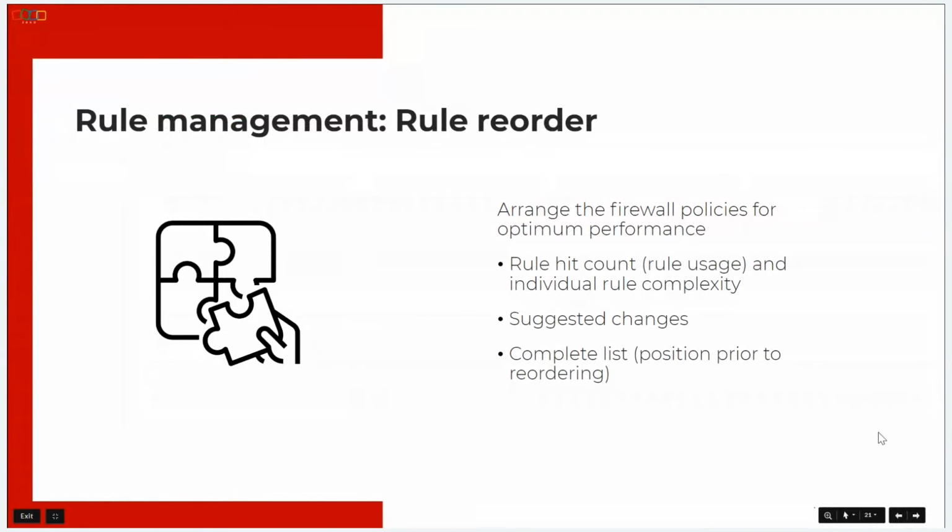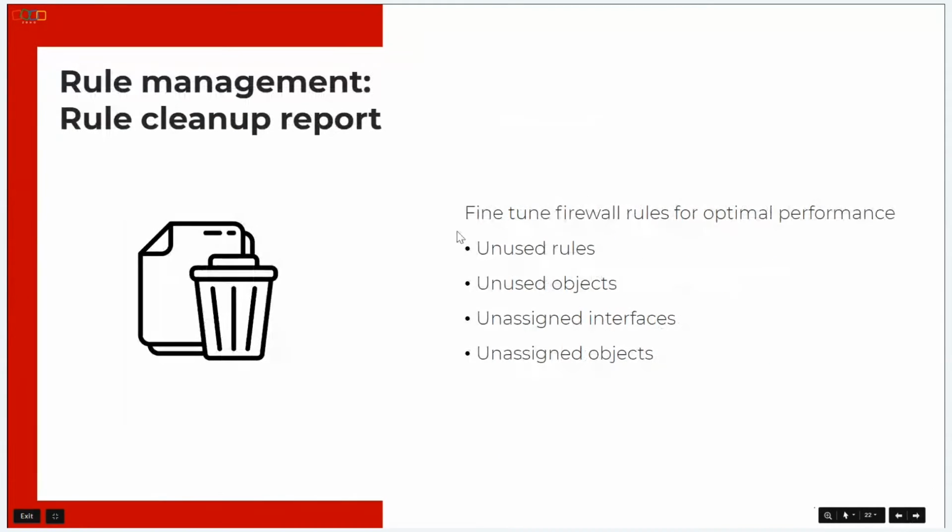All right, so now that we've covered rule reorder, moving on to the next report, which would be the rule cleanup report, again under a subset of rule management reports. As I explained, Jim's company is a very old company, and there is a possibility that there are a lot of rules which are not used, and these out of place rules can be used by attackers to breach the network. With Firewall Analyzer's rule cleanup report, you get a detailed list of all the unused rules, unused objects, unassigned interfaces, and also unassigned objects.